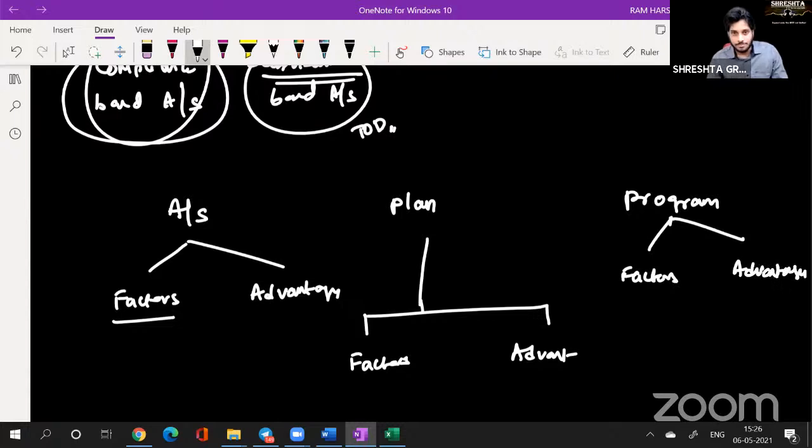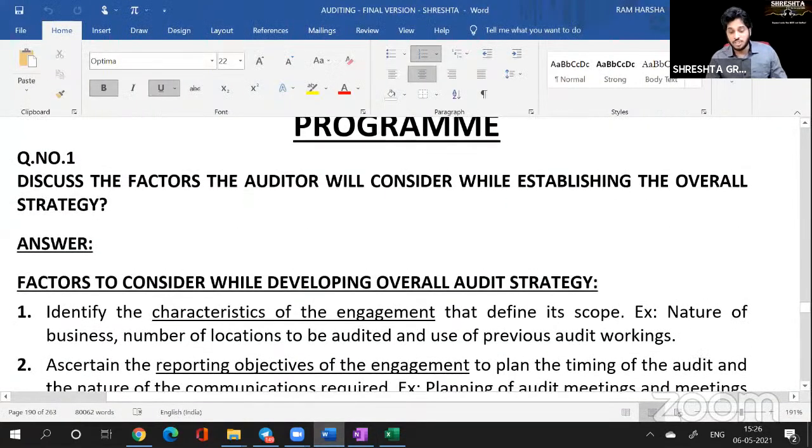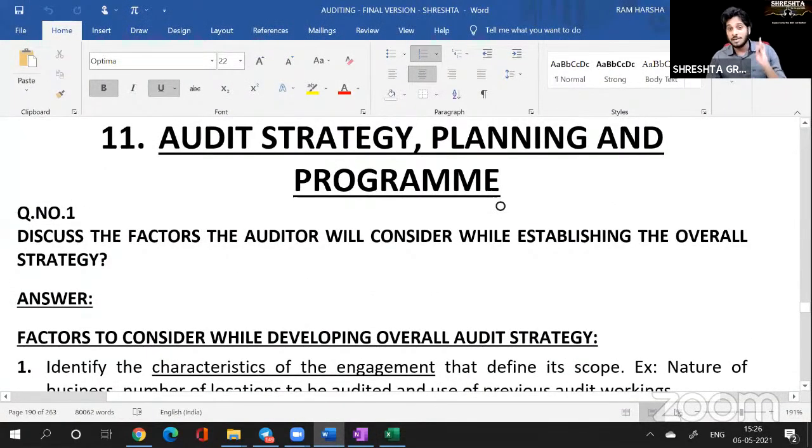advantages? You know, for this chapter, my sincere advice is either read the material which I am giving you or read the ICAI material. We have comprehensively covered all the topics. Especially if you follow the ICAI material, that is even better study material for this chapter alone.